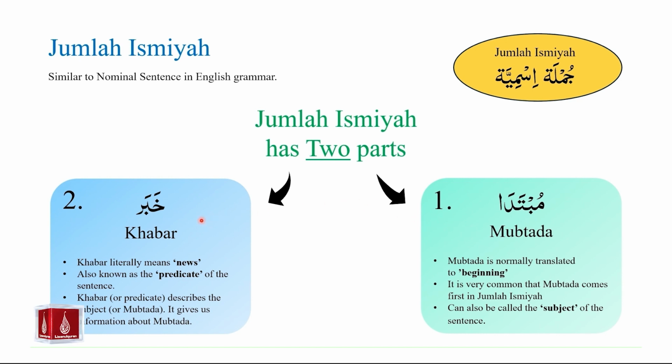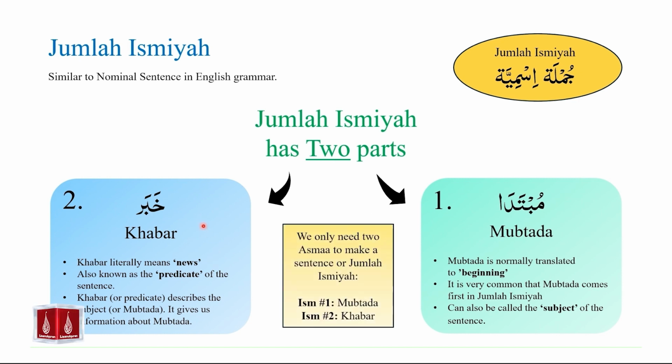Mubtada and khabar. Khabar literally means news. Khabar can also be called the predicate of the sentence. Khabar or predicate describes the subject or mubtada. So khabar gives us more information about mubtada. To summarize, jumla ismia has two parts, mubtada and khabar. Mubtada most commonly comes first in jumla ismia and it is the subject of the sentence. Khabar gives us information about mubtada.